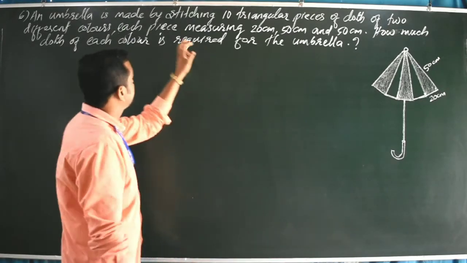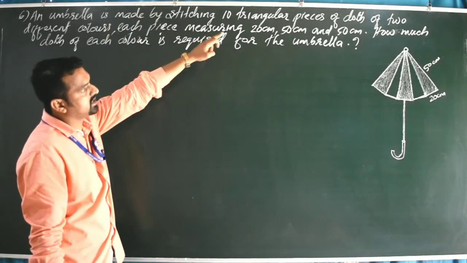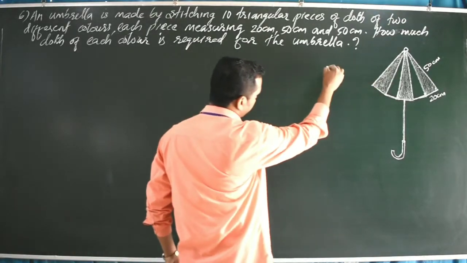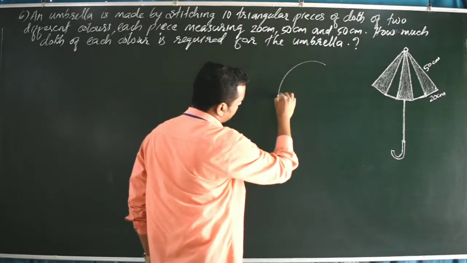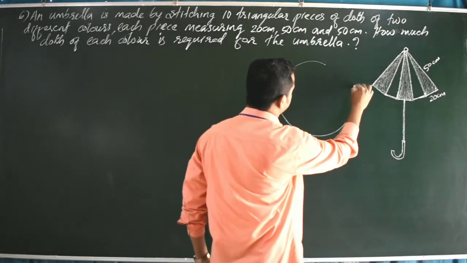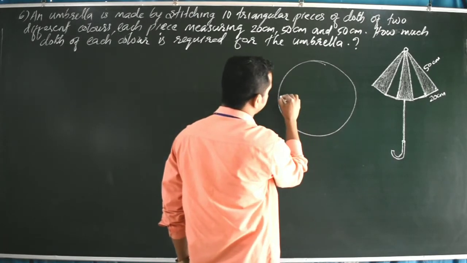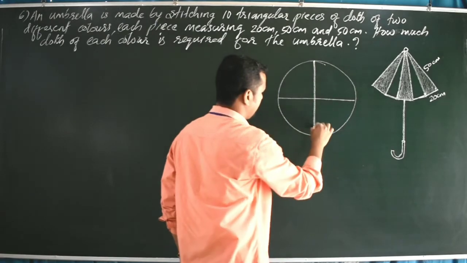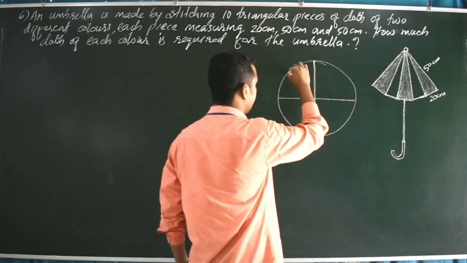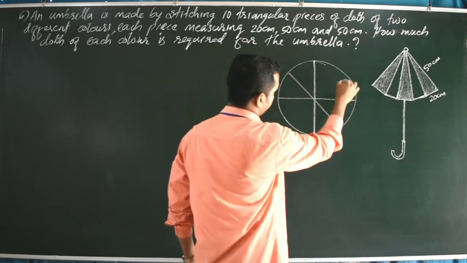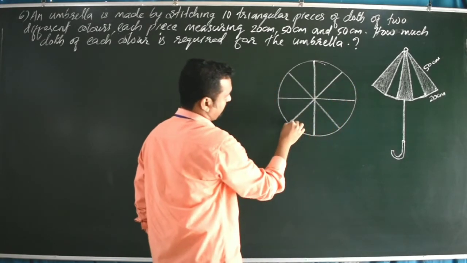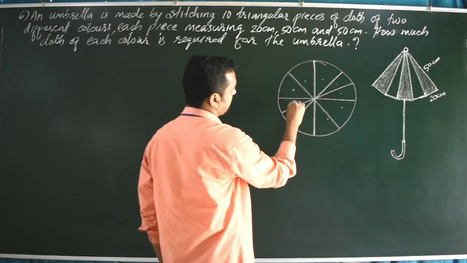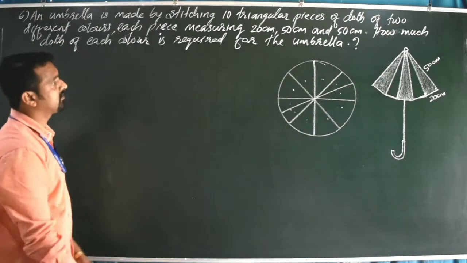An umbrella is made by stitching 10 triangular pieces of cloth. Just imagine that upside, it is like this. Then 10 triangular pieces are there, the total 10 triangular pieces. Then it is stitched with 10 triangular pieces. Now how many pieces are there? 1, 2, 3, 4, 5, 6, 7, 8, 9, 10. 10 triangular pieces of cloth.